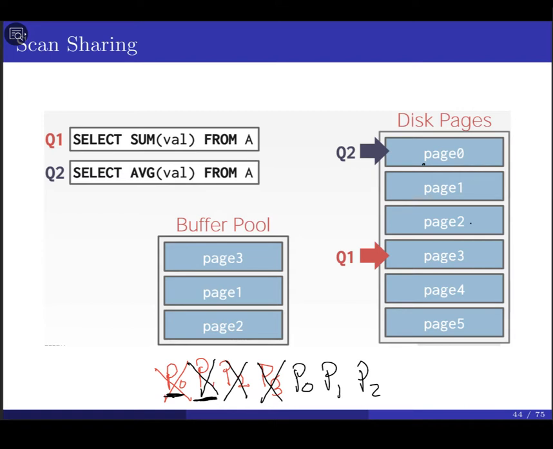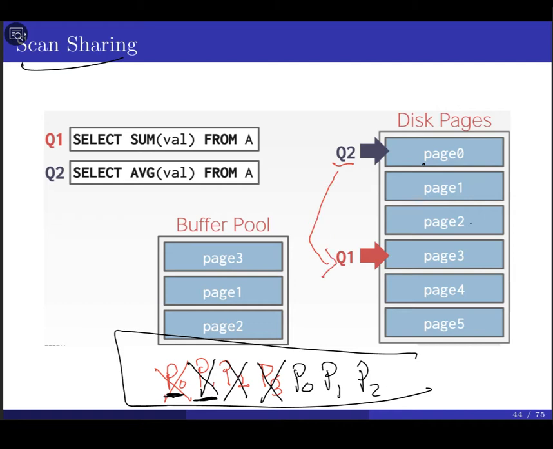It's called scan sharing. Instead of doing this, we have a better way. What do you have here? We already have one query working, asking for the data. So instead, query 2, which would start fetching page 0, 1, 2, is going to attach itself to query 1. Whatever pages query 1 fetches into main memory, I'm going to process the pages that I find in the main memory that were fetched by query 1.